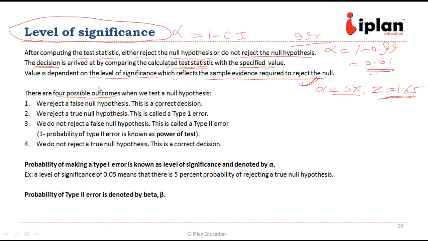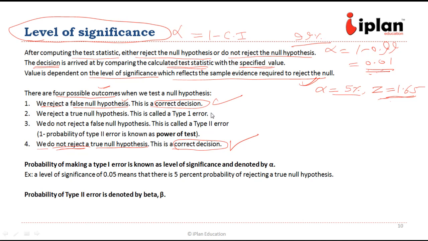So there could be 4 possible outcomes when we are testing a null hypothesis. The first could be that we are rejecting a false null hypothesis. This is a correct decision, when we are able to reject a false null hypothesis. Another case could be when we are not able to reject a true null hypothesis, where the hypothesis was true, but we could not find sufficient evidence to reject it. So again, this is a correct decision. So first and fourth are the correct decisions.